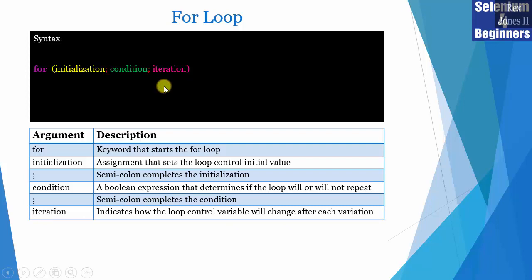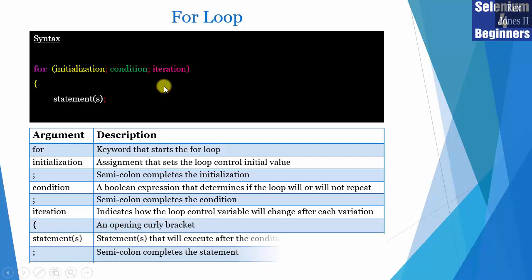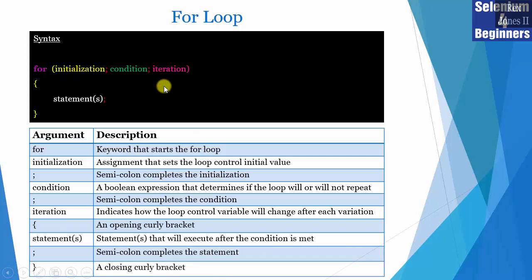We can increment or decrement the counter variable after each loop. Next, we have an opening bracket, followed by a statement or block of statements, then a semicolon. The closing brackets complete the for loop.